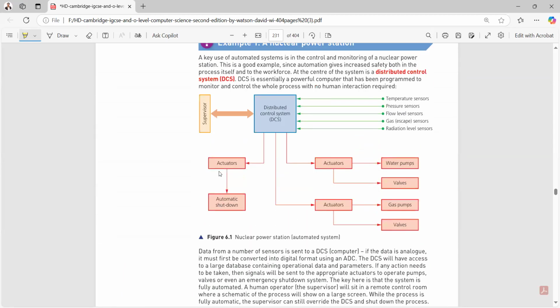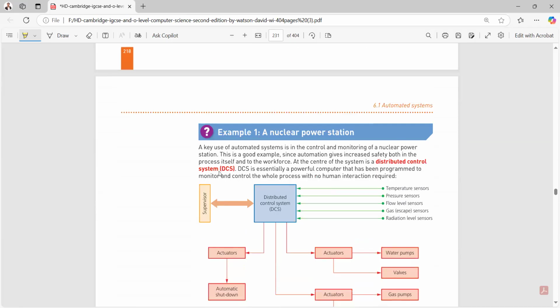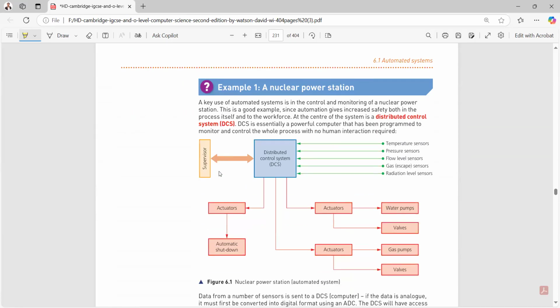So in this example, I have the first example right here. I'm just giving you the basic concept: this is an example of a nuclear power station. It says that in an automated system, we have the controlling and monitoring function of a nuclear power station. Automation gives you increased safety in the process itself, and you can see it says it's a distributed control system.